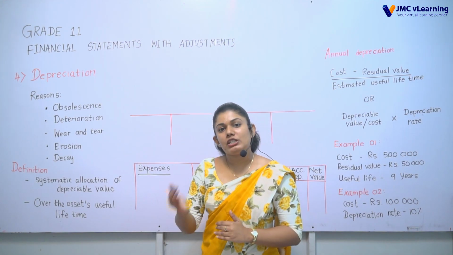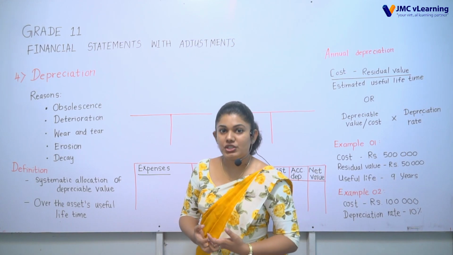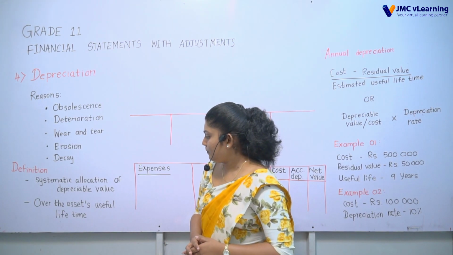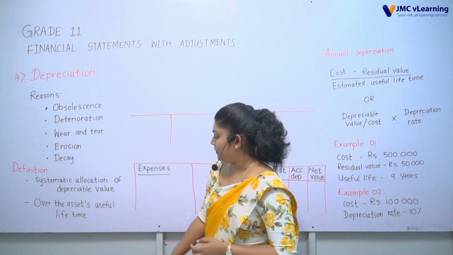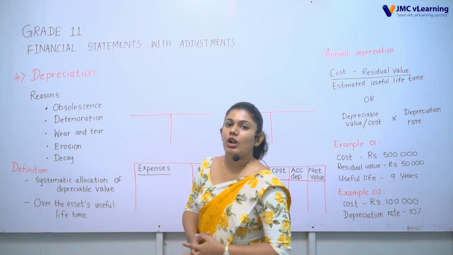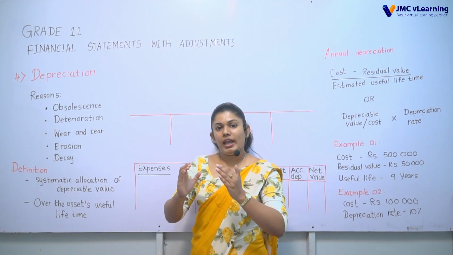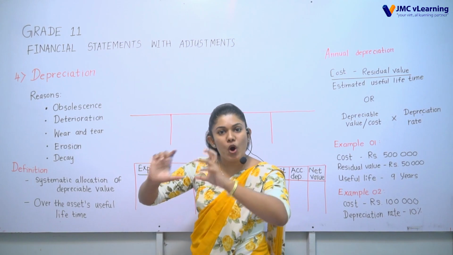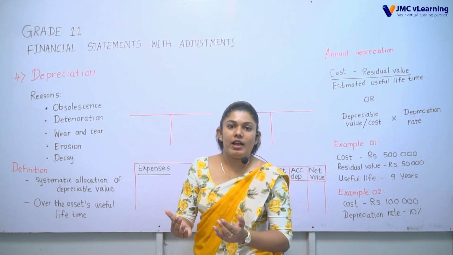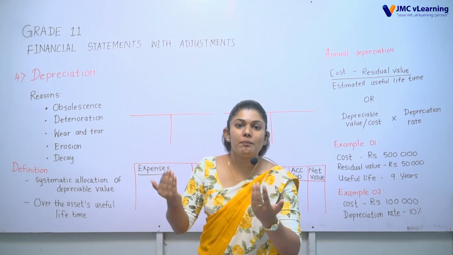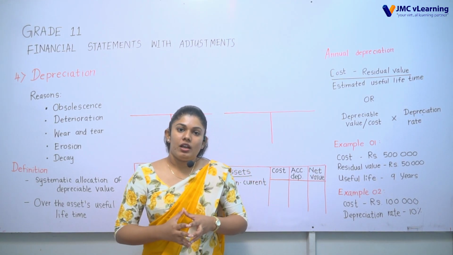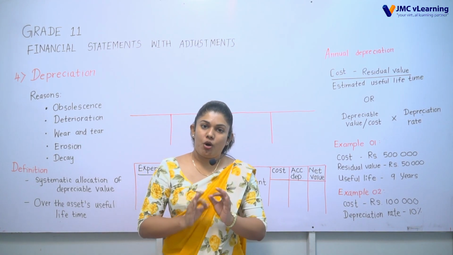Now I'm coming directly to the definition of depreciation: systematic allocation of depreciable value over the asset's useful lifetime. Some new words are in this definition. Systematic allocation means you are allocating systematically, proportionately. Depreciable value means how much you can depreciate of an asset.